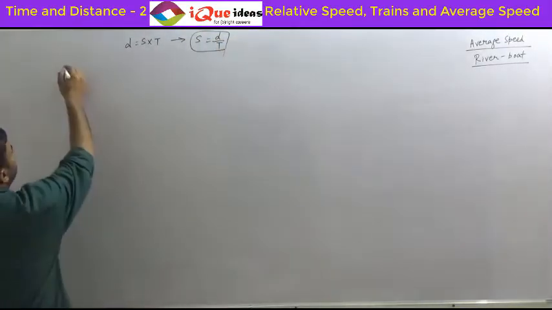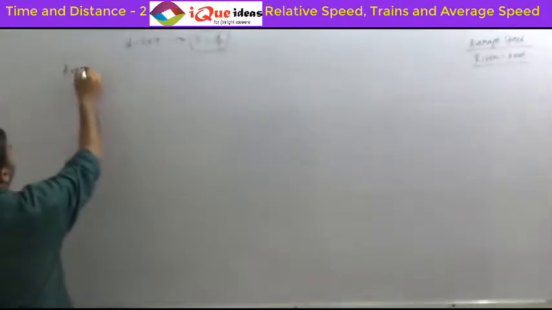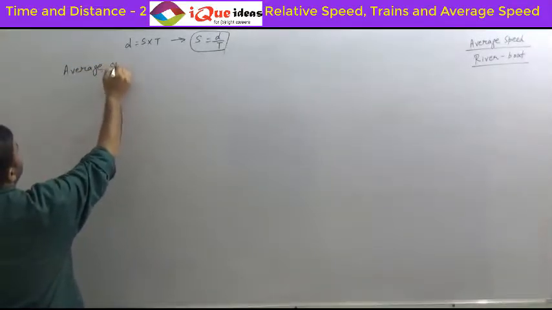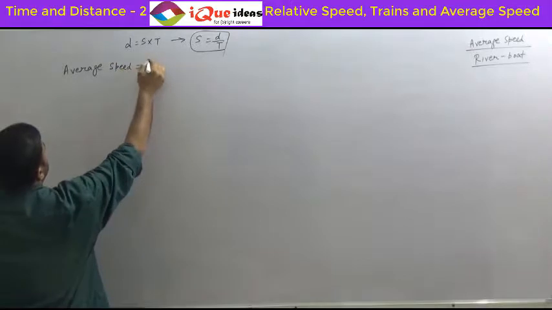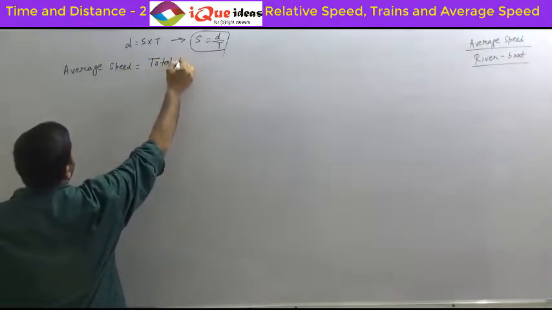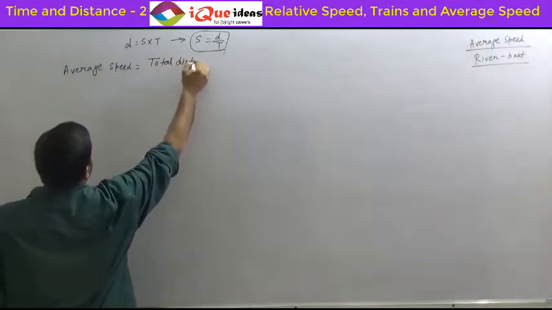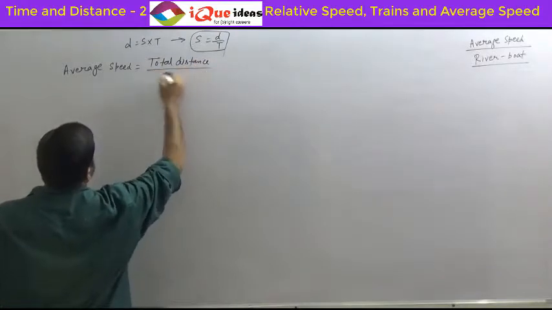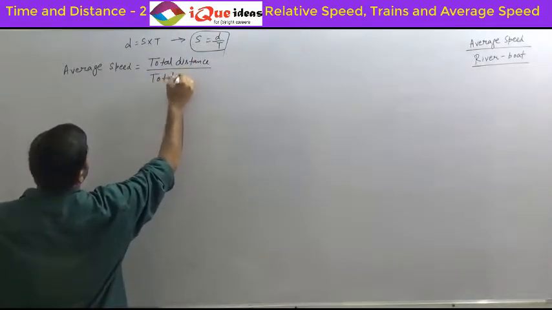So the first thing that we need to understand, for all cases, is that average speed is equal to the total distance travelled divided by total time consumed.